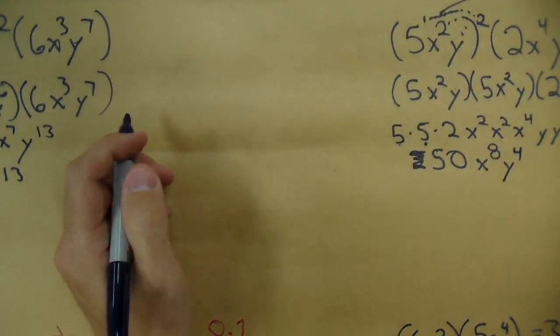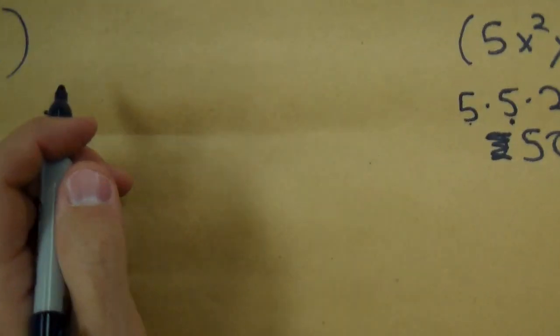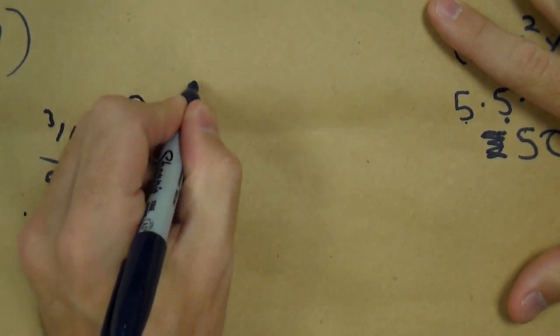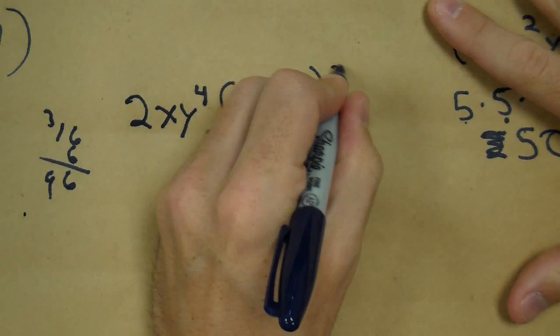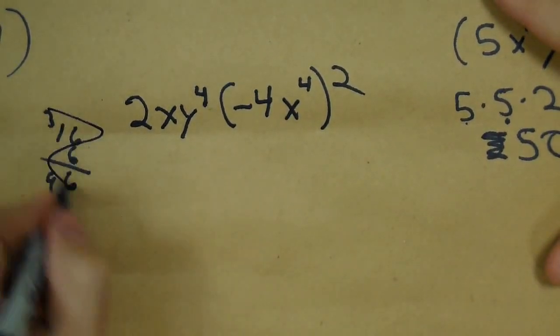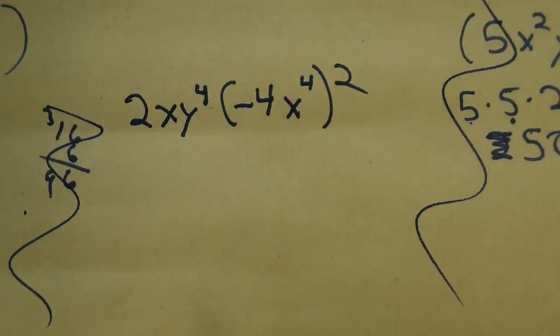Last one for us here. Let's zoom in a little bit and get rid of that other stuff. So now I'm going to do 2xy to the 4th minus 4x to the 4th squared.